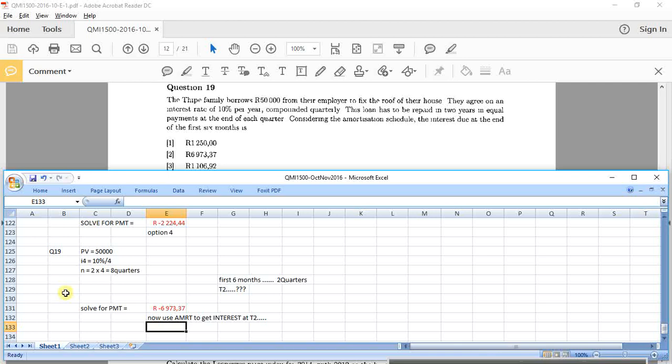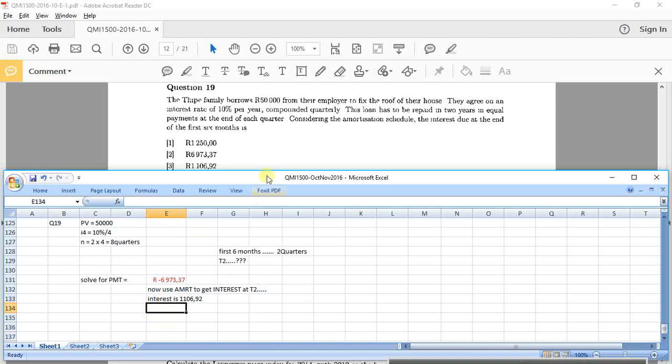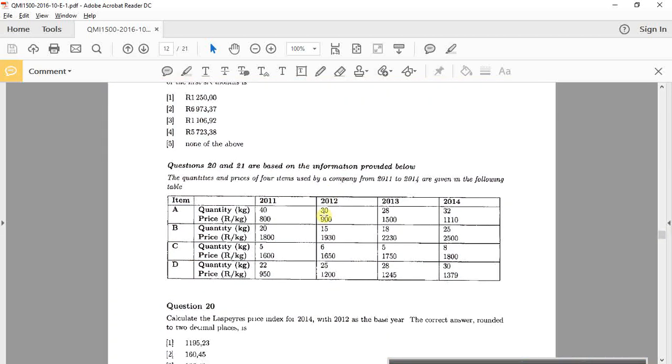Then I want amort at T2. So, amort, change this to 2. Go down, change this to 2, and then scroll. That's balance, that's principal, that's interest. There we go. Interest is 0.0692. So it's just using the calculator. There were quite a few of these in this paper, looking at amortization.